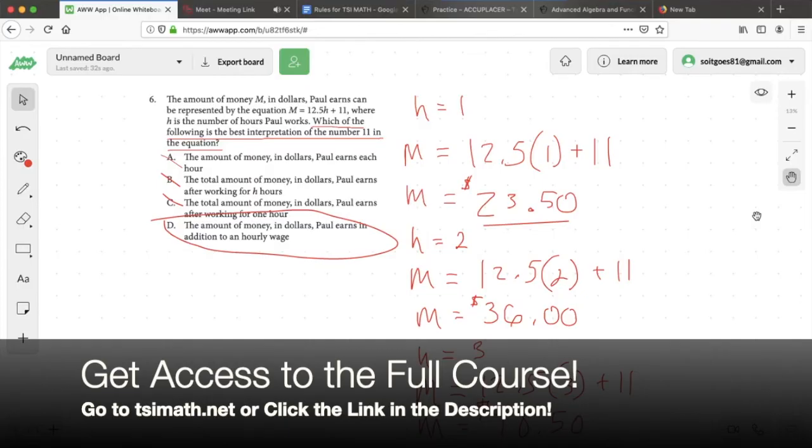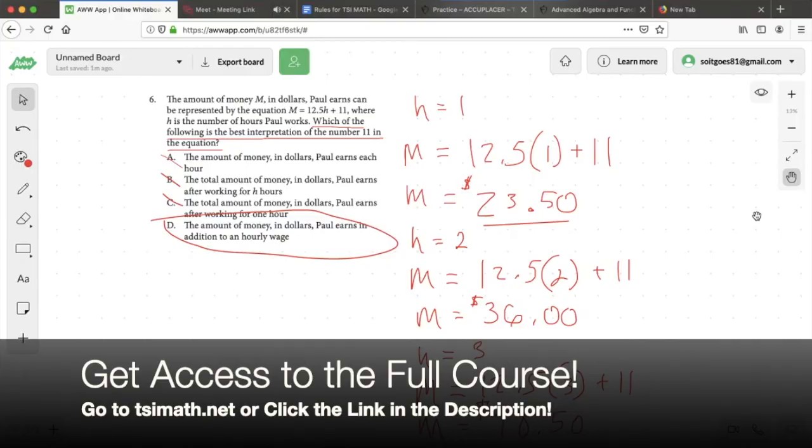I've just found for the vast majority of students, testing some values and finding out how things change as we change the values always gives insight, and generally helps you find the exact correct answer. Because we put in those values, we know with absolute certainty we can eliminate A, B, and C. And D makes sense. Even though they're not asking us what H is or what M is, just by playing with things.